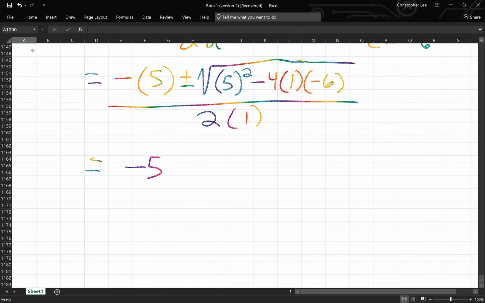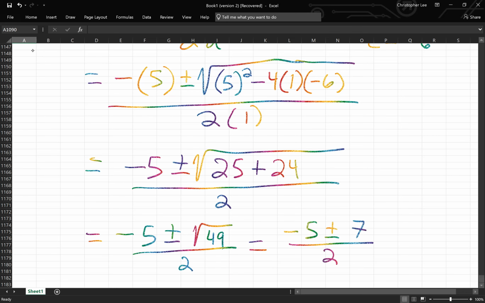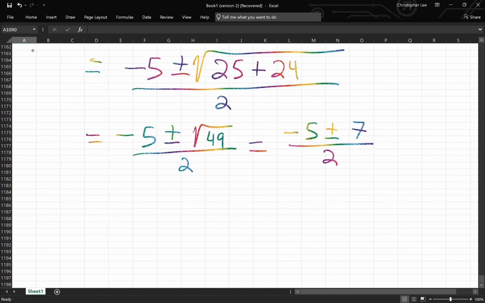So this is -5 plus or minus the square root. What's this? 25 plus, oh Lord, help me. Was it 6 and 6 is 12, 24? All divided by 2. And then 25 plus 24, what's that? 49? So -5 plus or minus square root 49 all divided by 2. And then you already know, right? -5 plus or minus 7 over 2. And then we're gonna have two answers here, right? So we're gonna have -5 minus 7 over 2, and we're gonna have -5 plus 7 over 2.